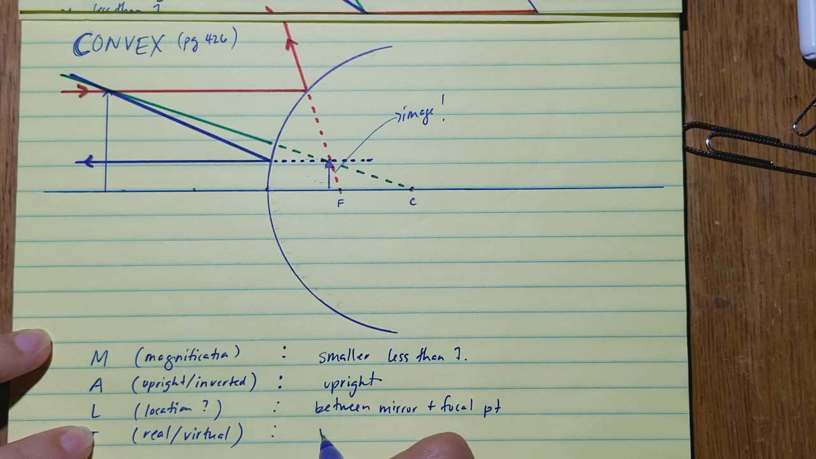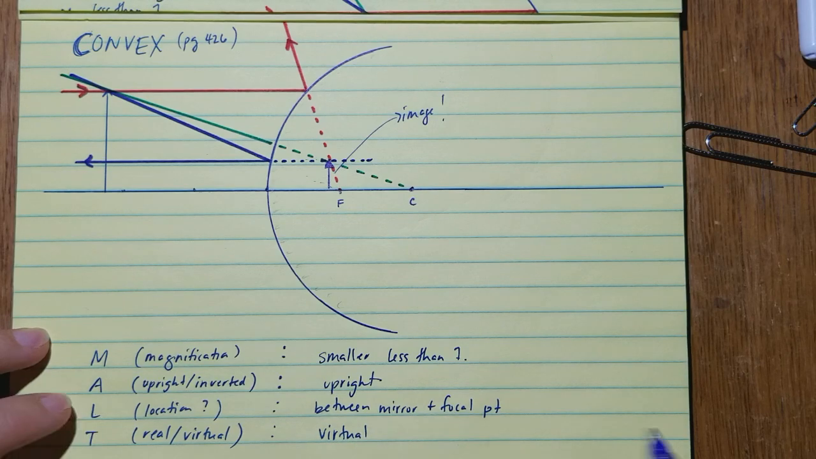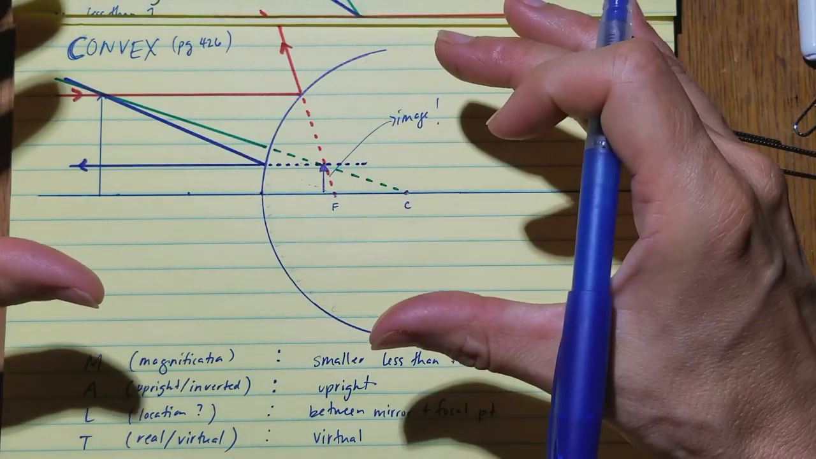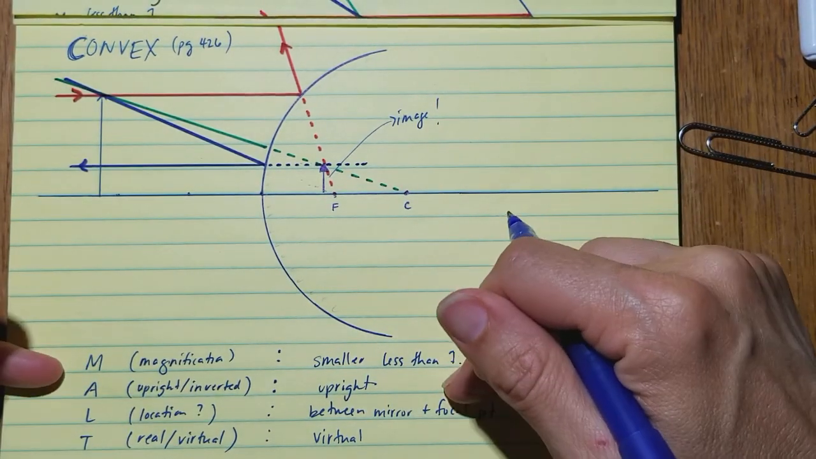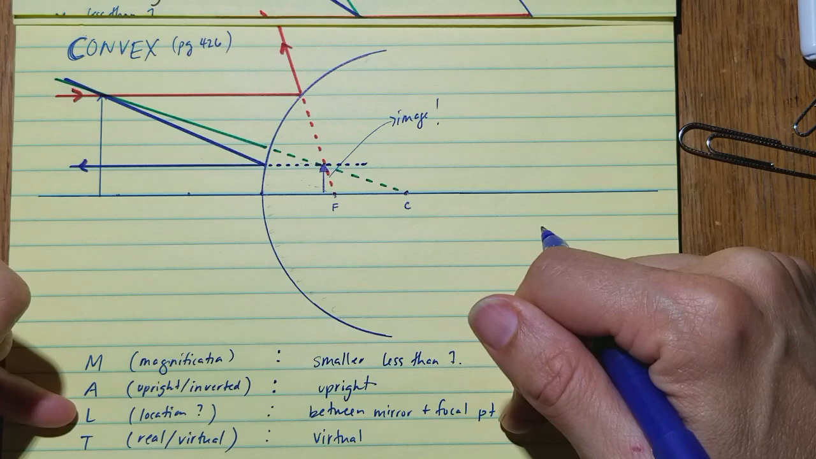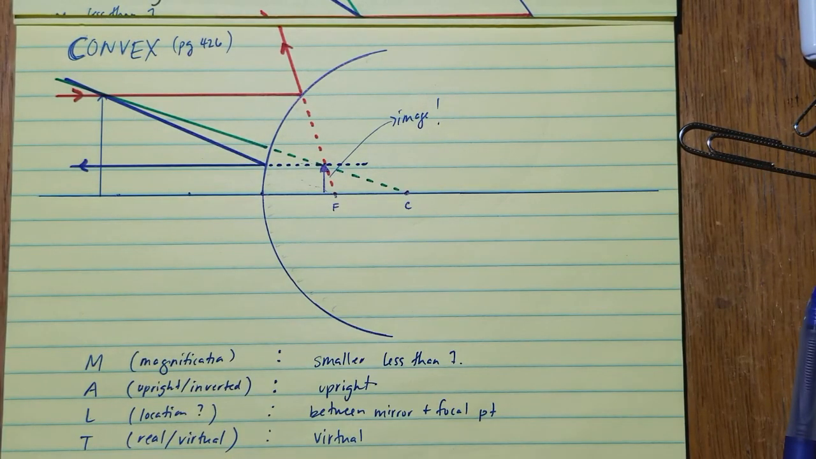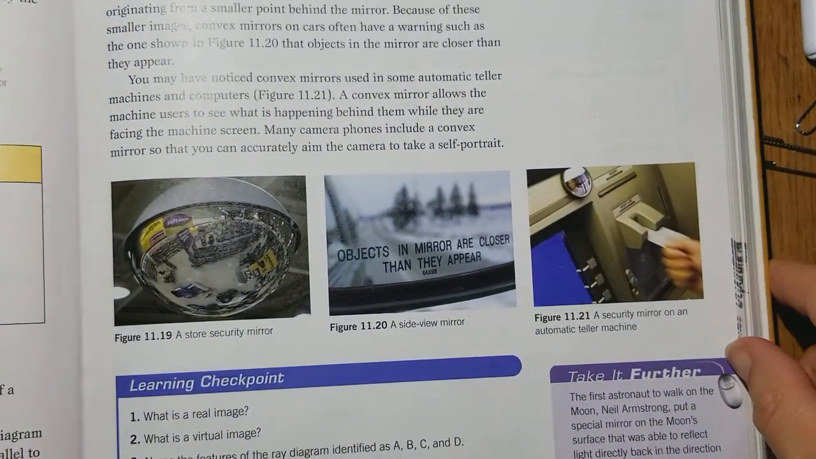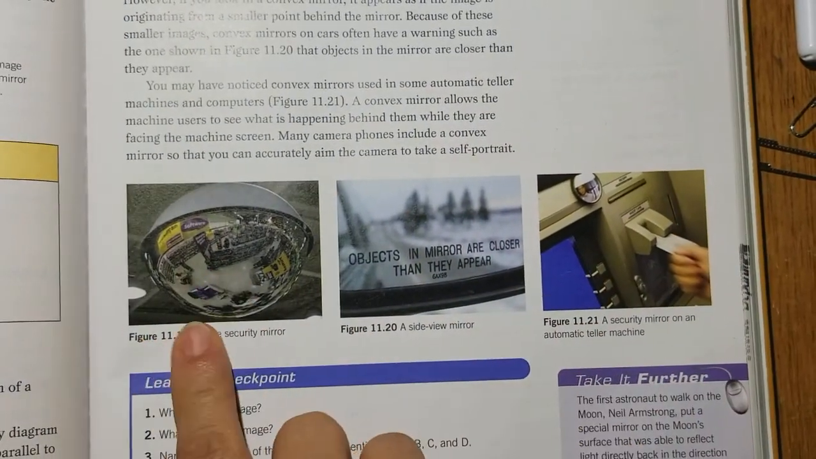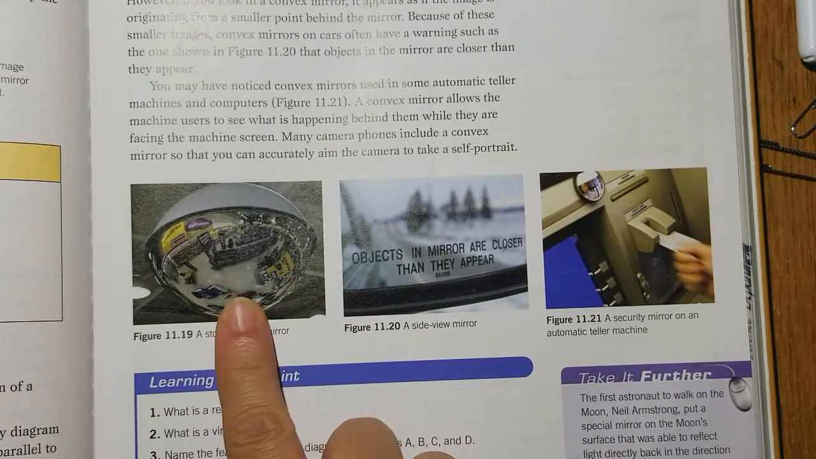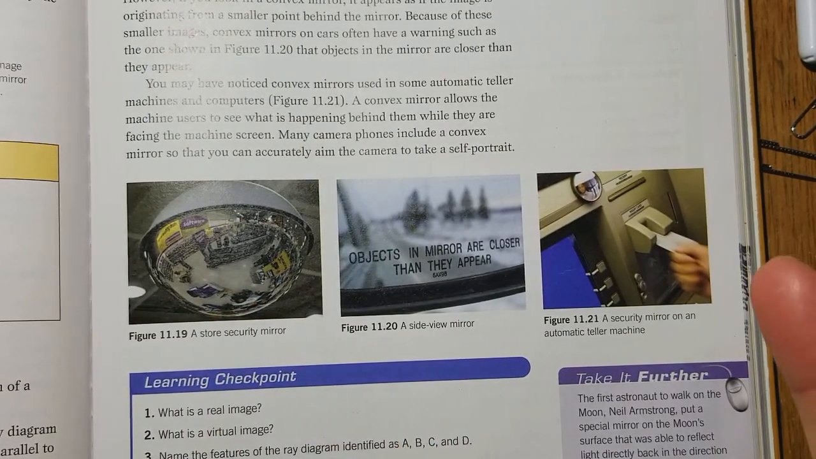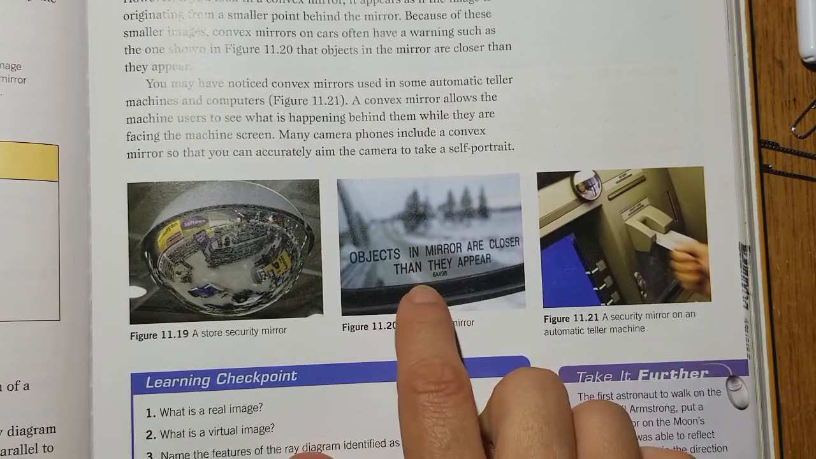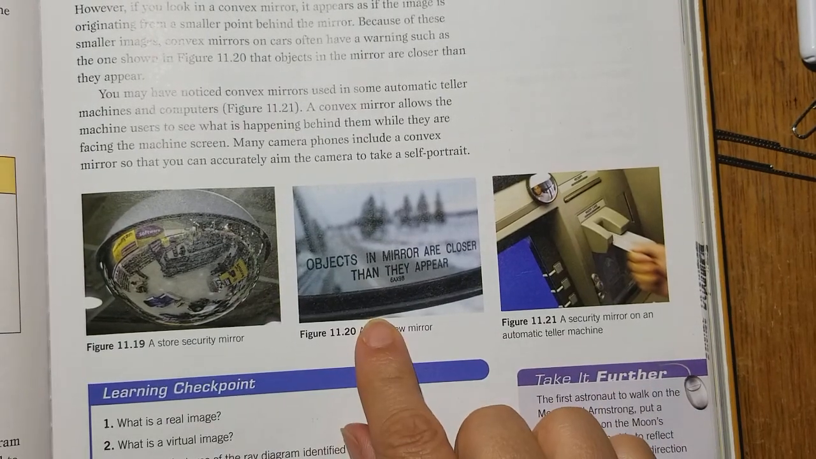And what type? Virtual. Okay, so you should try a couple of these, but I'm telling you right now, they all end up being smaller, upright, between the mirror and the focal point, and virtual. And you've seen these mirrors a lot of places. So in your textbook on page 427, okay, here is a security mirror, and you can see everything is smaller, everything is upright, okay? You would hope that your side mirror, everything is upright. Could you imagine if you were driving and everything was upside down?